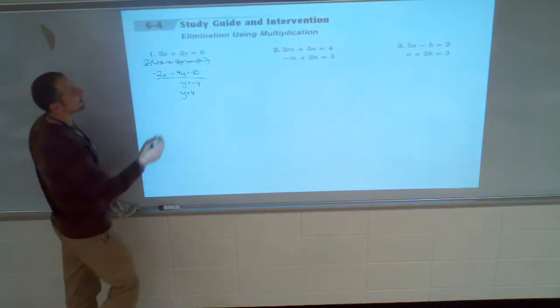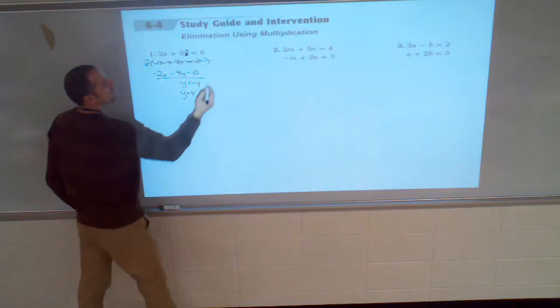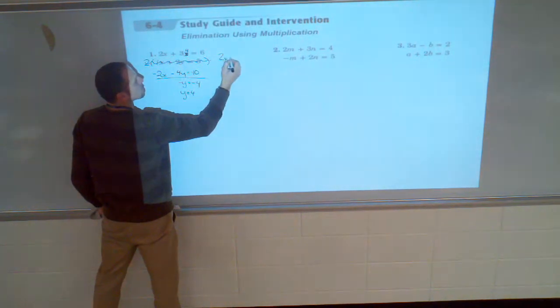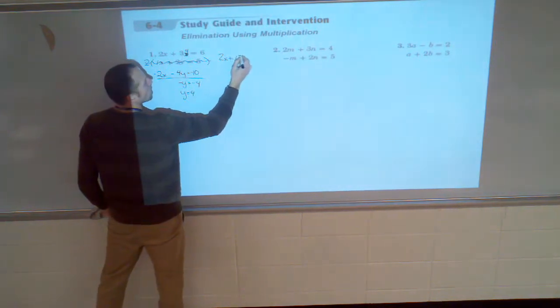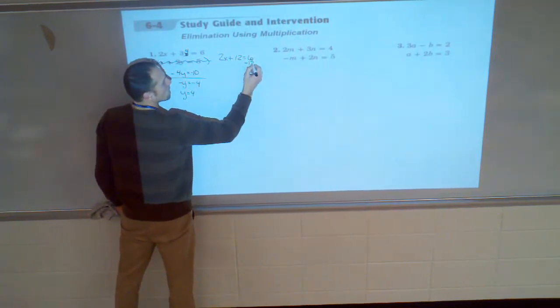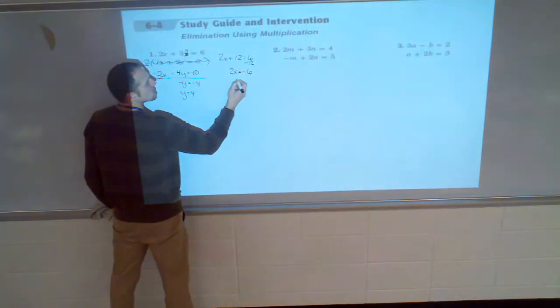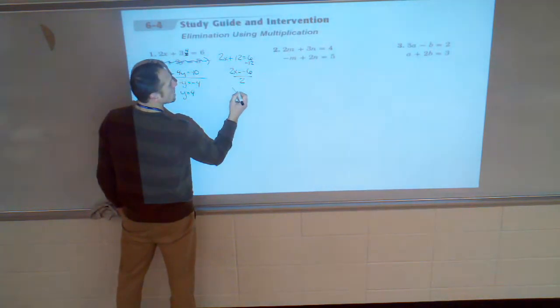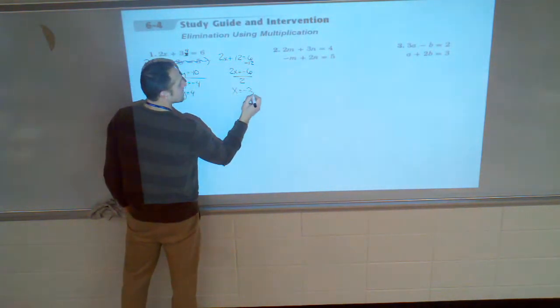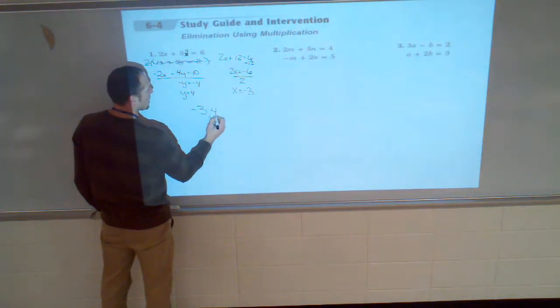Substitute 4 back in up here for y. So I've got 2x plus 12 is equal to 6. Subtract 12. 2x equals negative 6. And divide by 2, x equals negative 3. So my answer would be negative 3, 4.